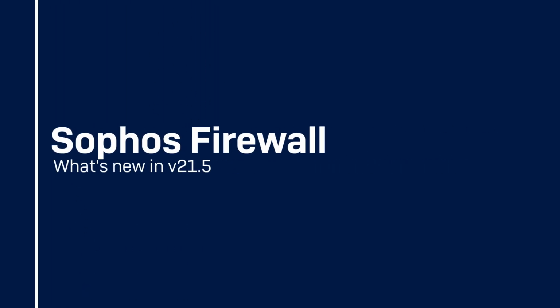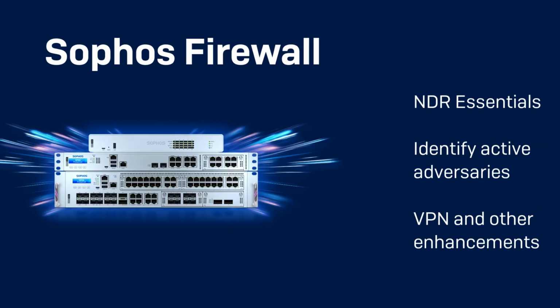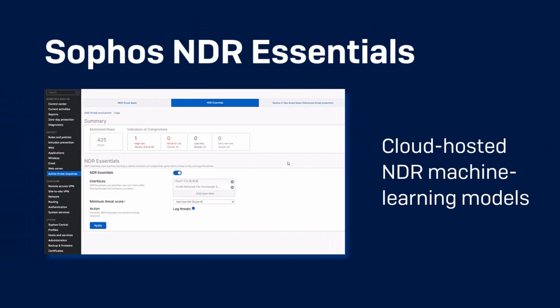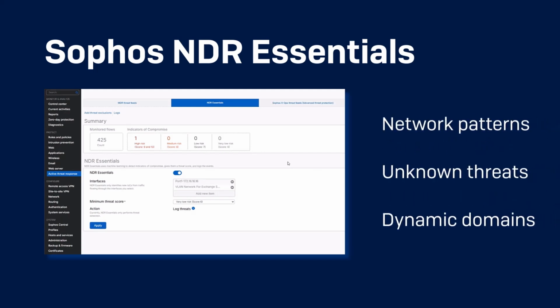Sophos Firewall version 21.5 brings an industry-first innovation, network detection and response, or NDR Essentials, integrated with active threat response on your firewall to help identify active adversaries operating on the network, along with several VPN and other management enhancements. With NDR Essentials, we introduce cloud-hosted network detection and response machine learning models to the firewall. These models detect network patterns, uncover unknown threats, and identify dynamic domains, all without impacting firewall performance.